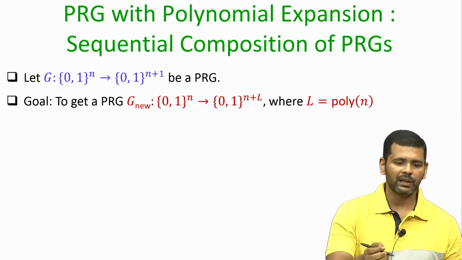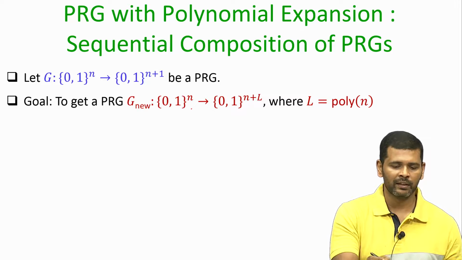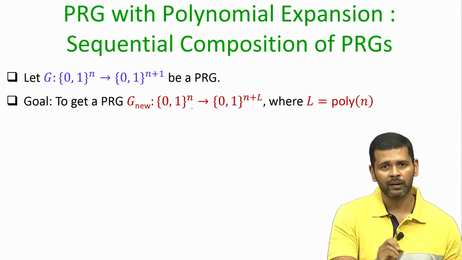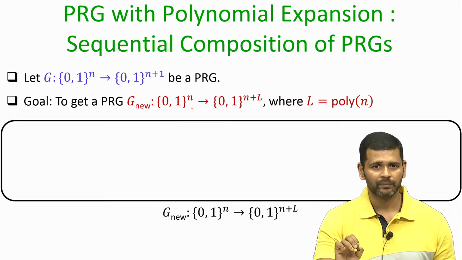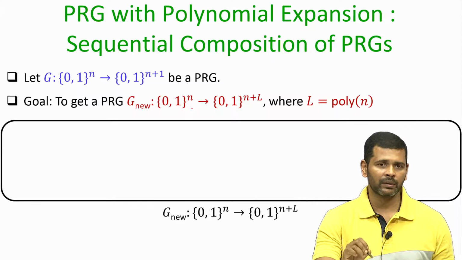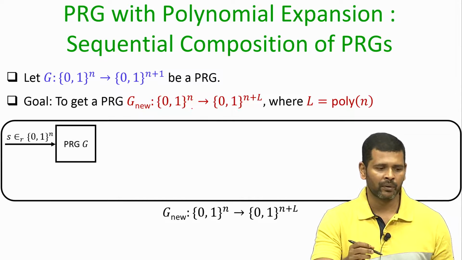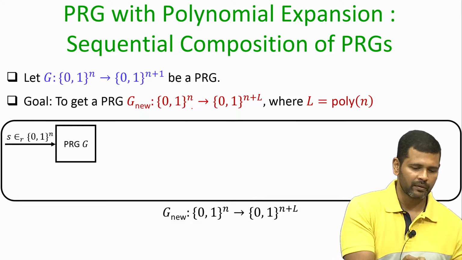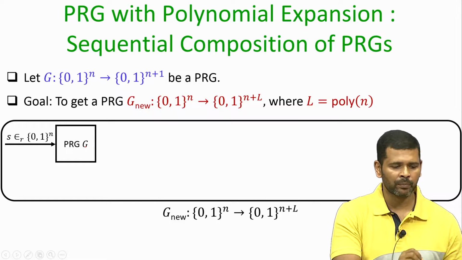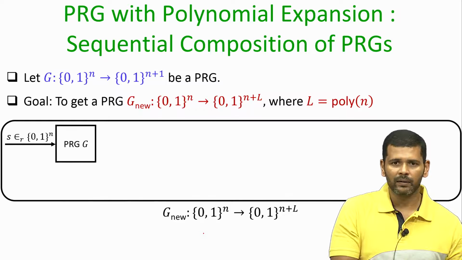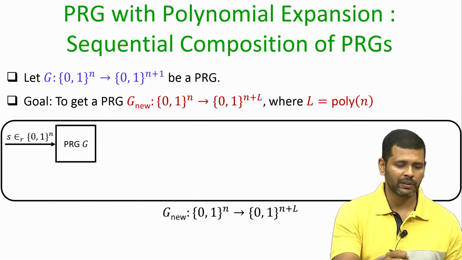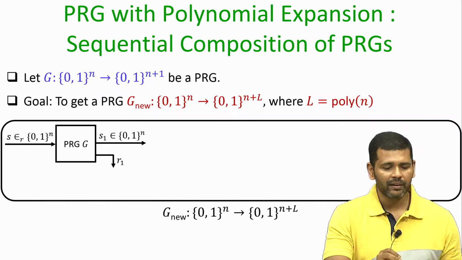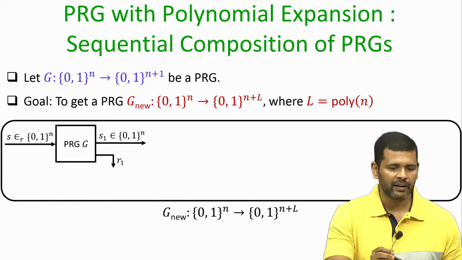Now, using this function G, our goal is to construct a new PRG which takes an input of size n and produces an output of length n plus big L bits, where big L is some polynomial function in the security parameter n. And this is how we will construct the new pseudo random generator G new, by sequentially composing the function G a polynomial number of times. So, what we do here is we invoke an instance of the algorithm G on the input S, and the input S will be the seed for the algorithm G new which we are constructing. So, the input S for G new is passed as an input for the algorithm G, and as a result G produces an output of size n plus 1 bits.